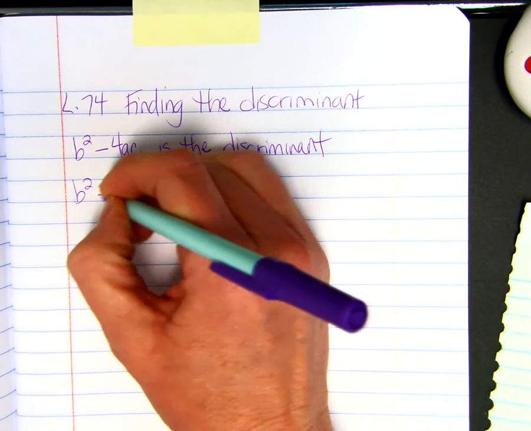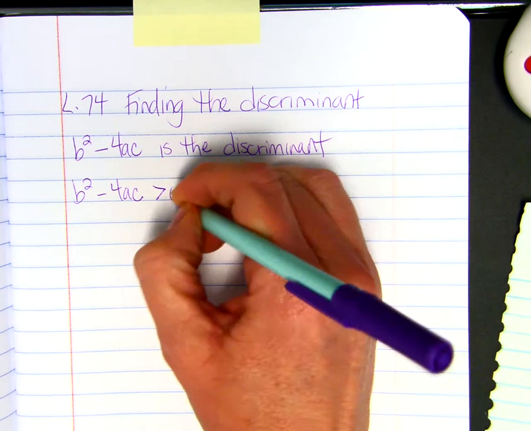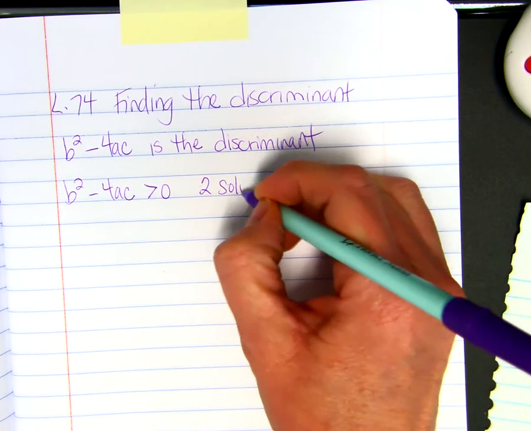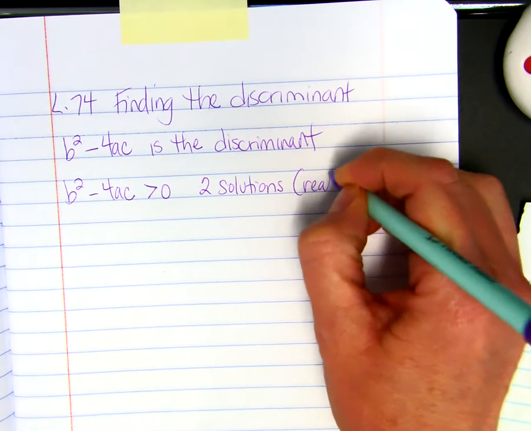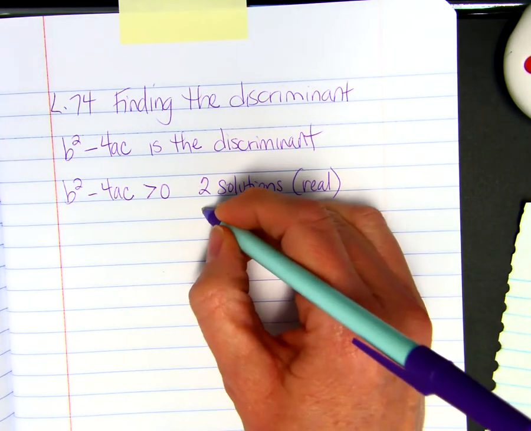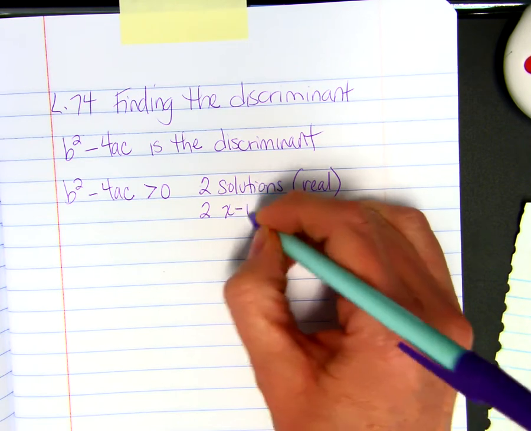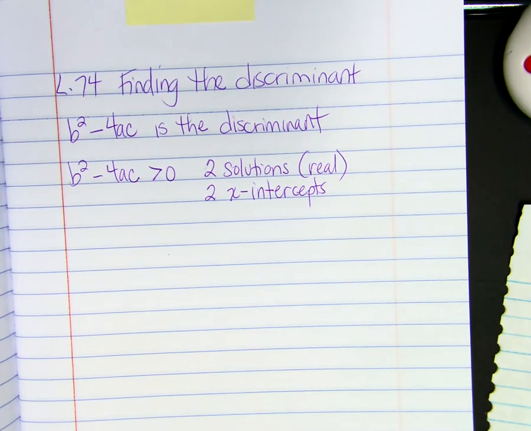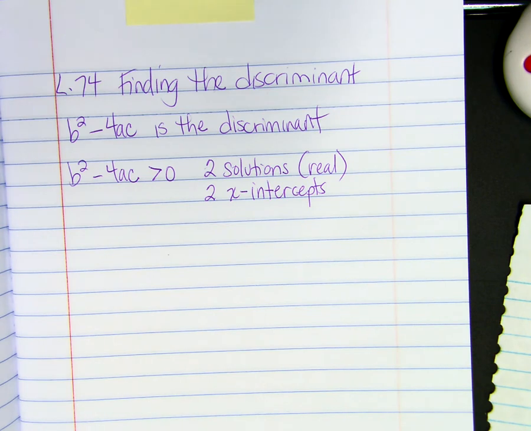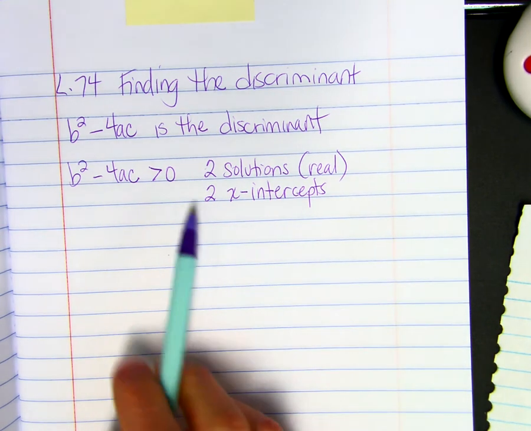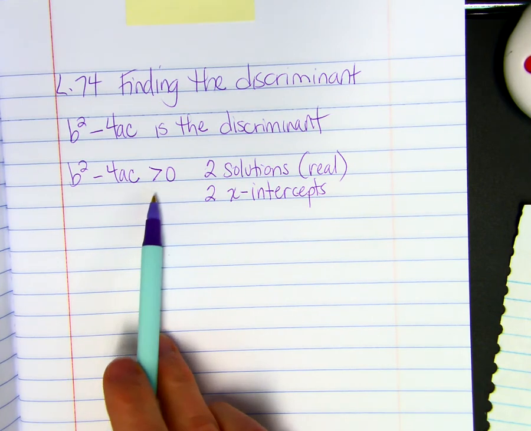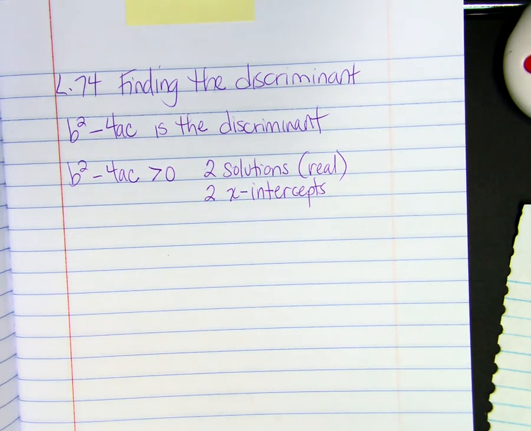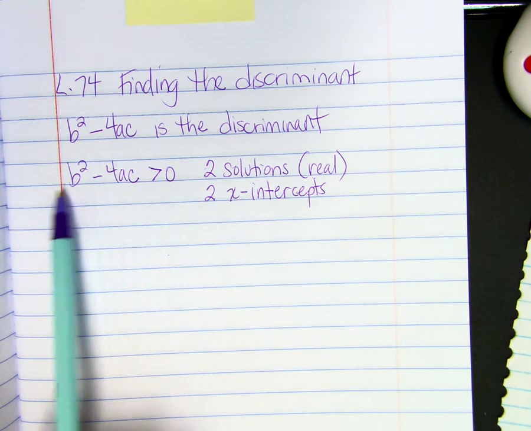If it's greater than 0, you're going to have two solutions. They're going to be real, and the graph will cross the x-axis twice, so there'll be two x-intercepts. So when you're asked, will the fireworks reach the top of the bridge? If the discriminant is positive, it's going to reach the top twice. Well, the fireworks will probably explode, but if it could go through, it's going to reach that level and come back down.